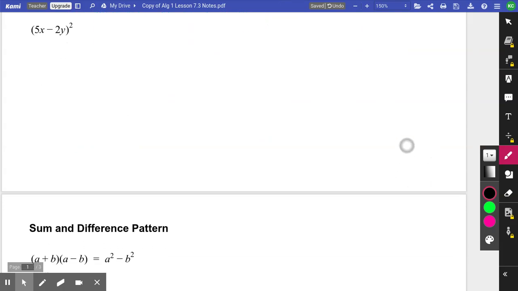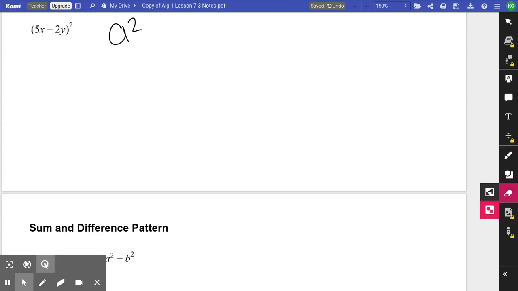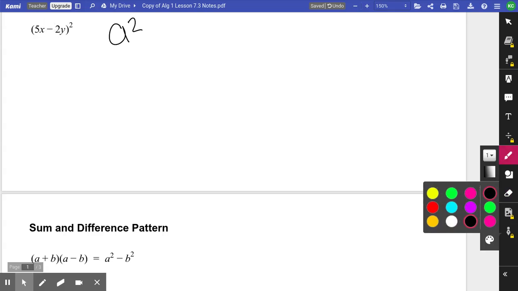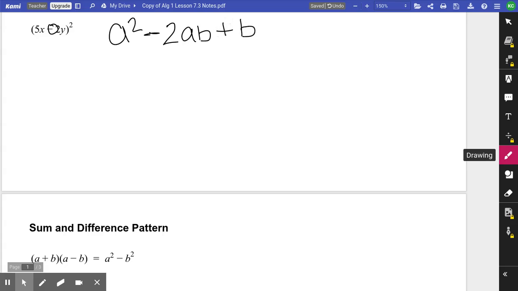We have 5x minus 2y, and that is all to the second power. Okay, so again, I have a squared. This time I have a minus sign in the middle here. So I'm going to say minus 2ab plus b squared. So a squared minus 2ab plus b squared. Okay, so let's go ahead and start filling it in. A squared is going to be right here.